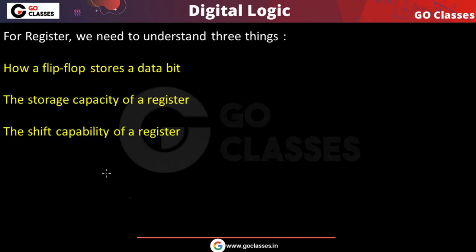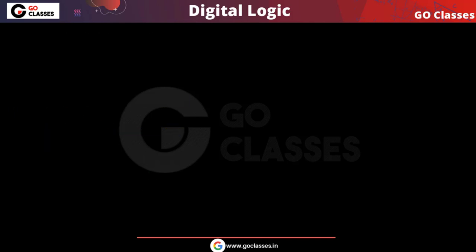Now let us see. If you want to understand a register, then you need to understand three things. These are the three things you need to understand. One is you need to understand the flip-flop, and also you need to understand the storage capacity of a register, and also you need to understand how data is moved in a register. Let's see one by one.